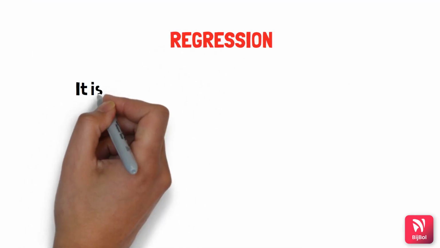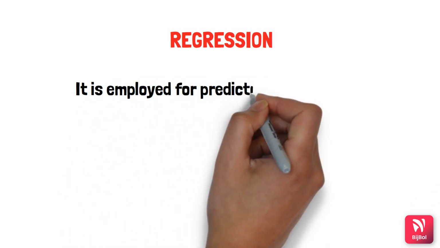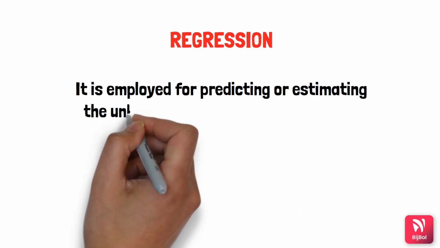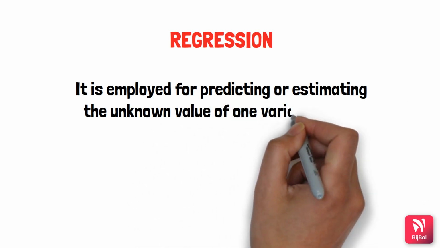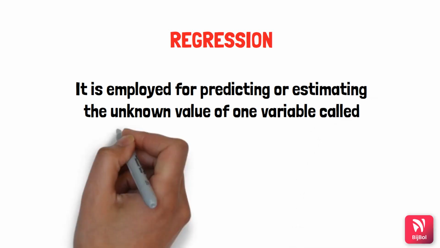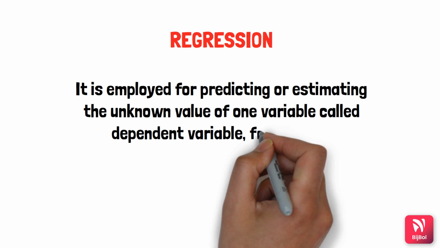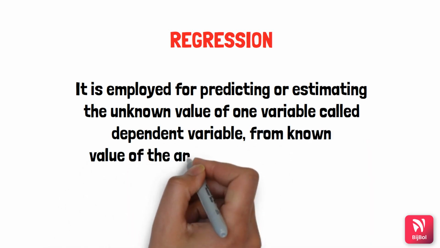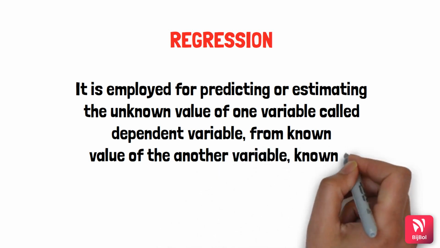The next one is regression. Regression is used for predicting or estimating the unknown value of one variable, called the dependent variable, from the known value of another variable, known as the independent variable. So it tells us the dependency, or it predicts or estimates the unknown value of one variable from the known value of another variable. So this is about regression.